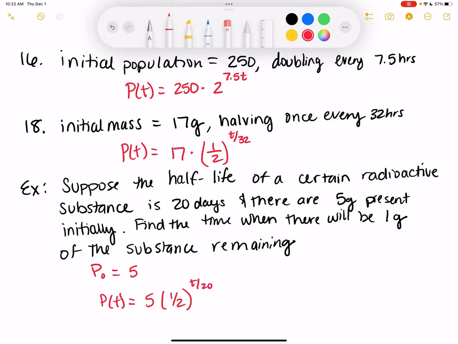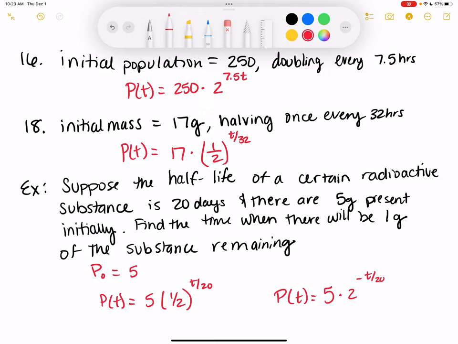And sometimes your book will actually write it, just more of an FYI if you're checking your answer, as 5 times 2 raised to the negative T over 20, which is the same thing. It just requires you to move the whole thing to the bottom. So I like writing it the other way, but that's how your book will write answers.